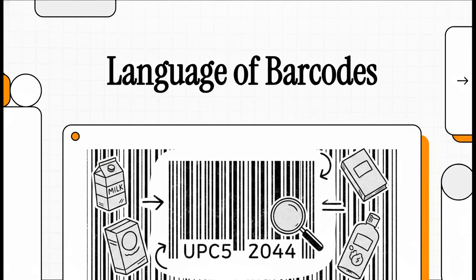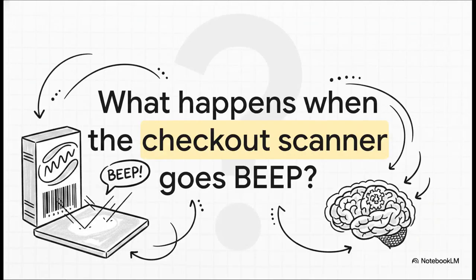Welcome to the Explainer. Today, we're doing exactly what the title says, demystifying that super familiar black and white striped rectangle plastered on literally everything we buy. We're going to break it down in detail, but in really simple words, so we can finally decode the invisible language of barcodes. I mean, think about it for a second.